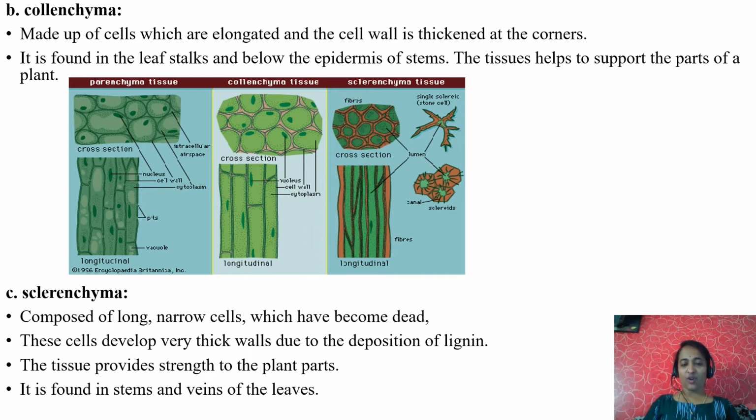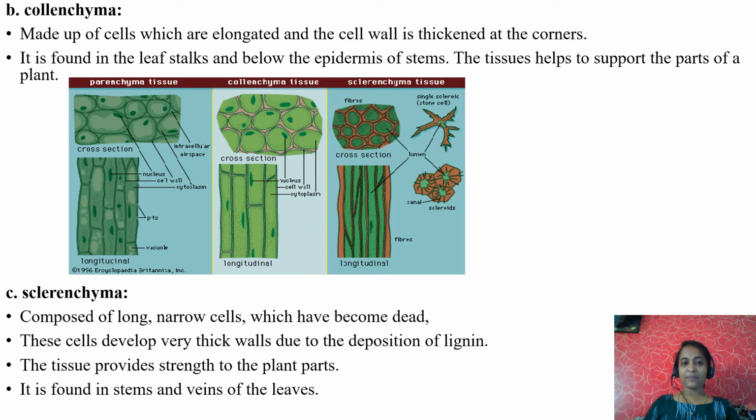What is the function of sclerenchyma tissue? It provides strength to the plant parts. It is found in the stem and veins of a leaf. Where is it located? In the stem. You know, the stem is very strong in a plant body. So, wherever you can see strong body parts in a plant, there sclerenchyma tissue is present.